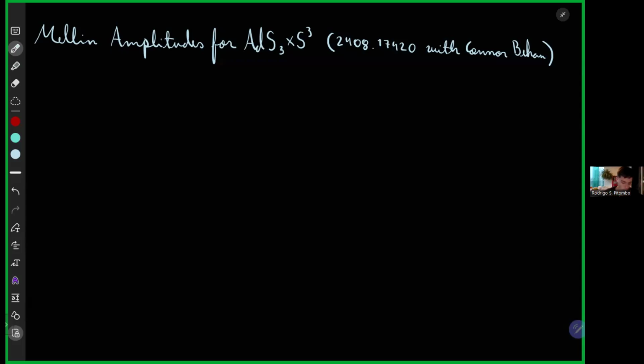So, okay, as he said, I'm going to talk about this paper here, Mellin amplitudes for AdS3 times S3, which I did with ICTP postdoc and my friend Connor Behan. Okay, so let's go. This work essentially falls into the program of computing holographic correlators.